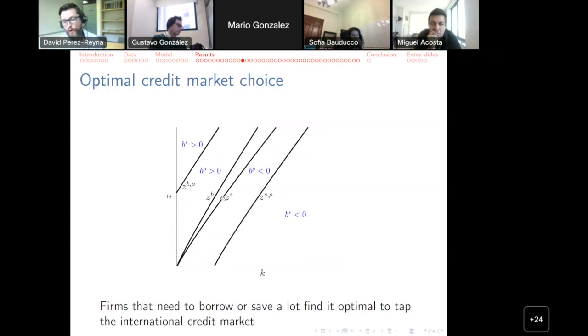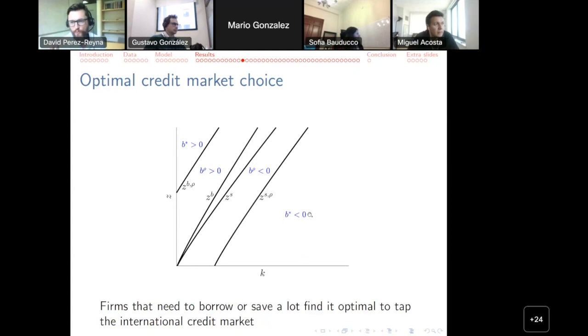So when rho equals 0, the benchmark case, by construction in this exercise, all firms want to tap the domestic credit market. When there's a positive rho, what we're going to find is that the firms that are borrowing a lot or saving a lot are the ones that find it better to tap the international credit market. The reason for this is fairly straightforward: if firms want to borrow a lot or want to save a lot, these are the firms that find it optimal to pay the fixed cost, so that the average cost is lower. So they find it optimal to do that.